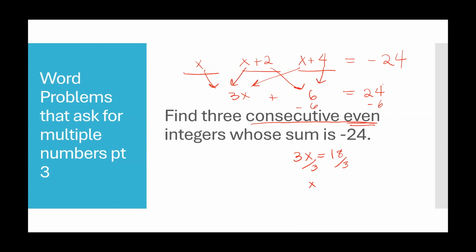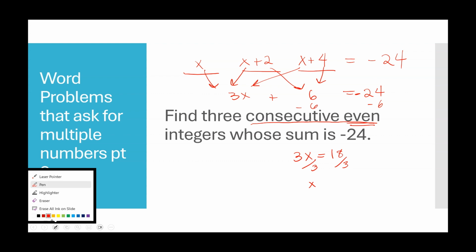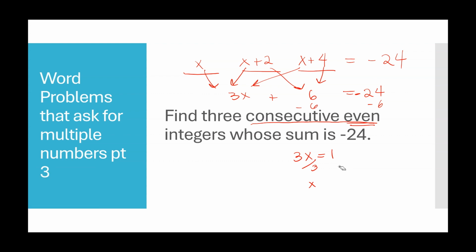Oop! Negative 24. Oh, back in time. Dun, dun, dun. You guys, don't drop your negatives like I just did. Negative 24 and negative 6 makes negative 30. Divide by 3 and x is negative 10.